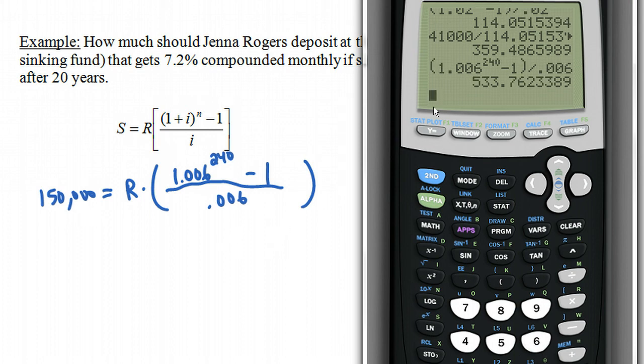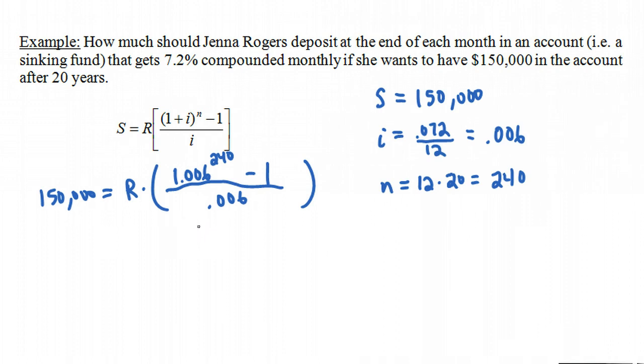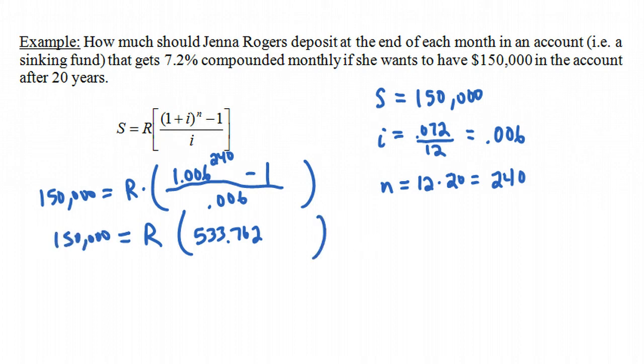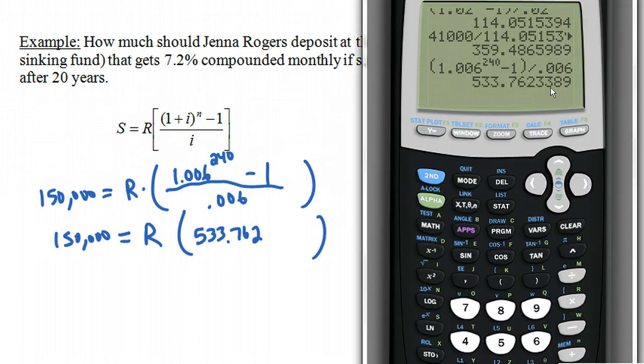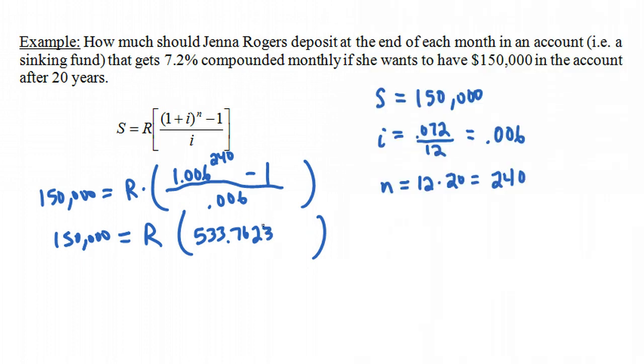Let's hit enter. Notice 533. Now 533, that's not the amount of the payments. It's 533.762. By the way, let's fill in the rest of this here and give a couple more decimal places: 533.7623389. Okay, so what is R?